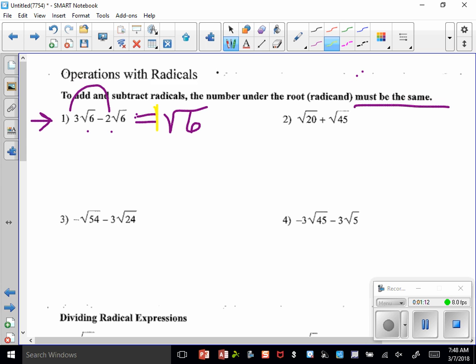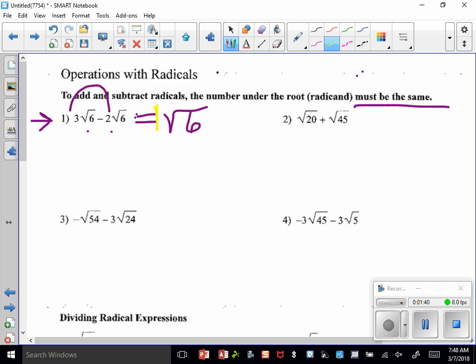I'm going to look at the radicands, and I can tell they are not in simplest form because I know 20 has a perfect square in it. 4 times 5 is 20, and 45 has a perfect square in it, 9, because 9 times 5 is 45. So what you're going to do is take your calculators. I'm going to let you do that, and you're going to hit your y equals key. You're going to put in 20 divided by x squared.